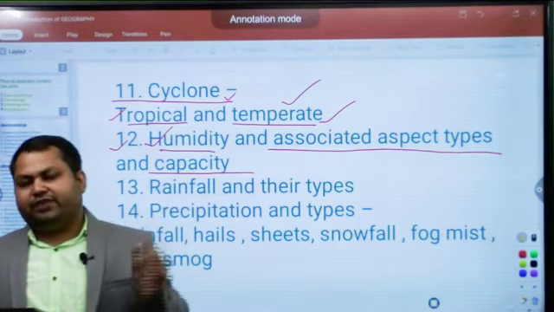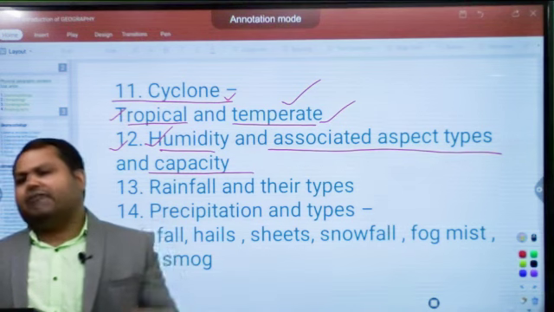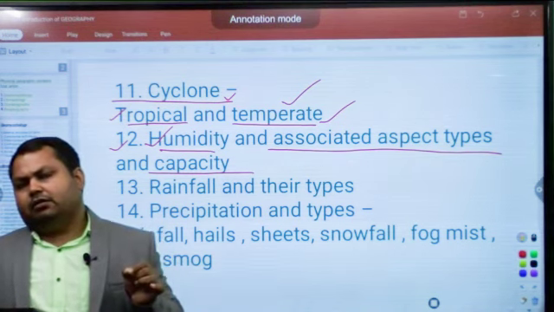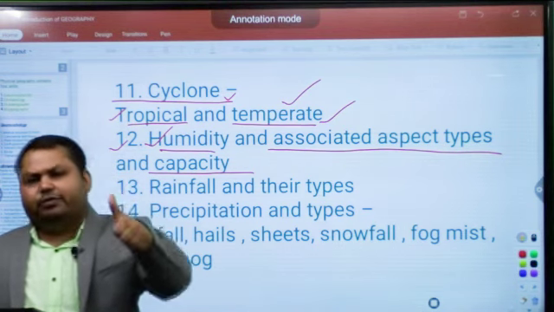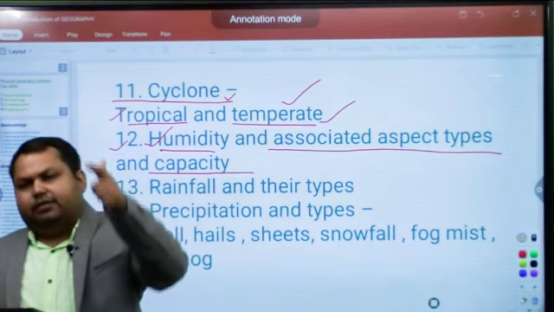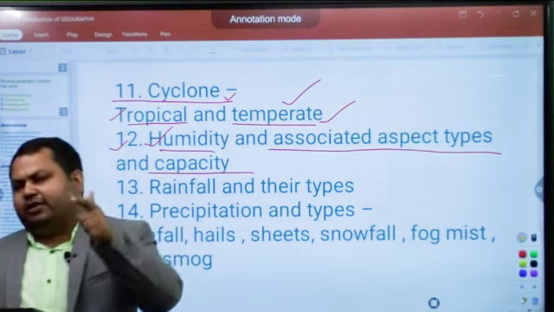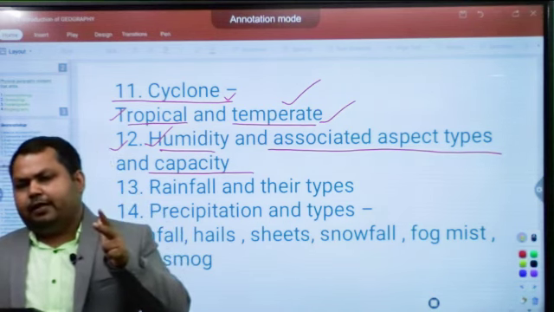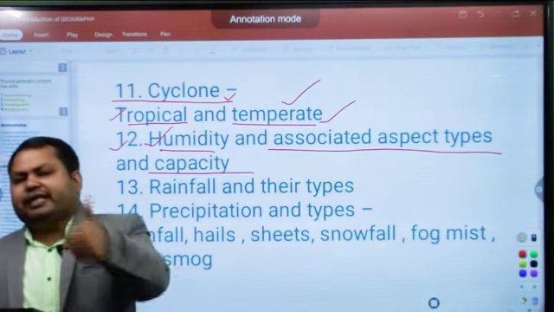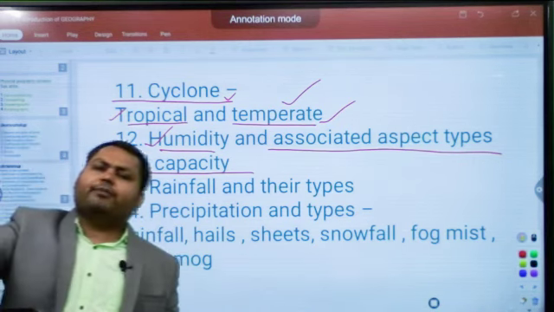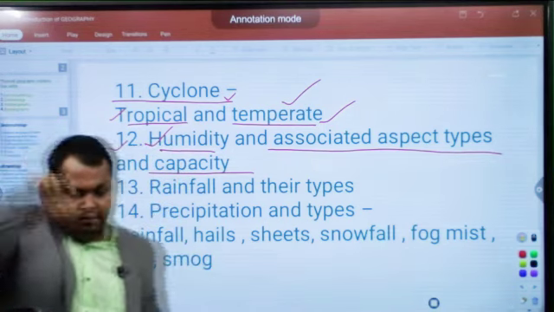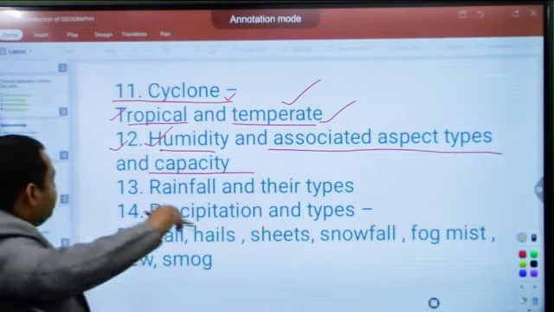On the basis of different mechanism of measurement of water vapor in air, humidity is categorized into three types. One as the absolute humidity, second specific humidity, and third relative humidity. One additional point you will study, that is the capacity of humidity. Retaining power of water vapor by air is called capacity of humidity.